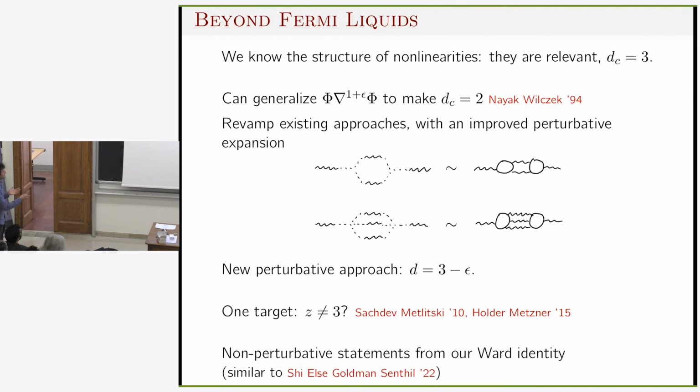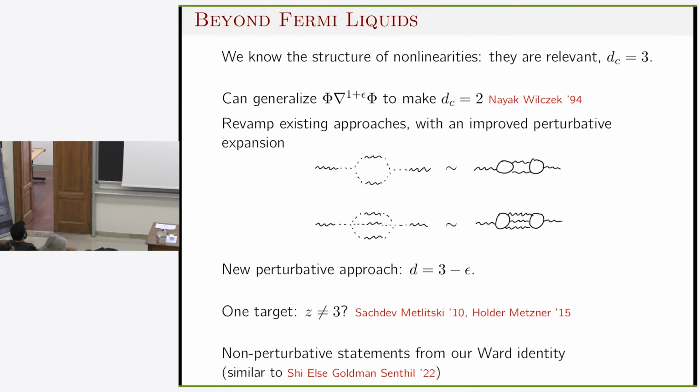Moreover, this approach can also give us new perturbative methods. In particular, we think we can directly do a 3 - epsilon expansion that wouldn't require non-localities. And this is very difficult from the fermion picture. And so one target for this work is to figure out if z equals 3 is the true critical scaling dimension, dynamic critical exponent, or if there are corrections to it in non-Fermi liquids. So this is perturbative. And finally, we have some hopes of trying to make also non-perturbative statements.